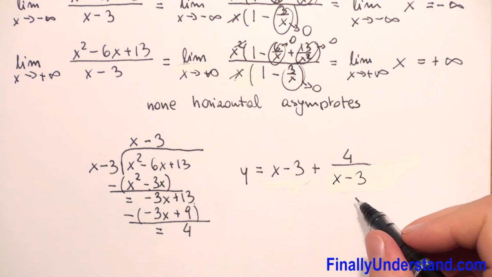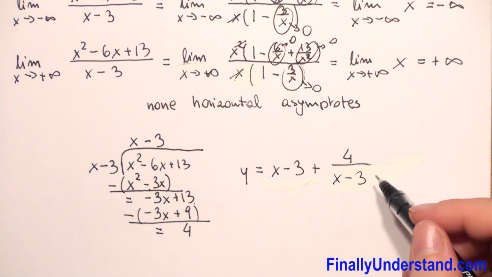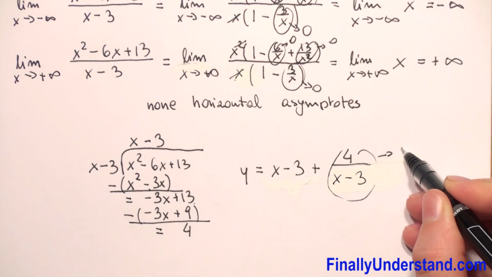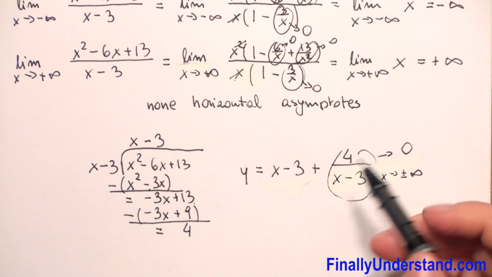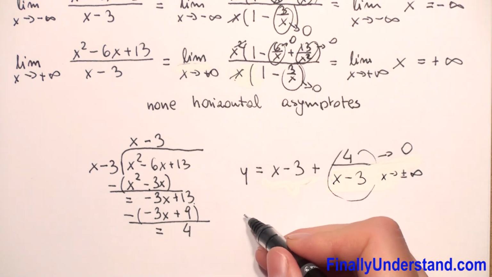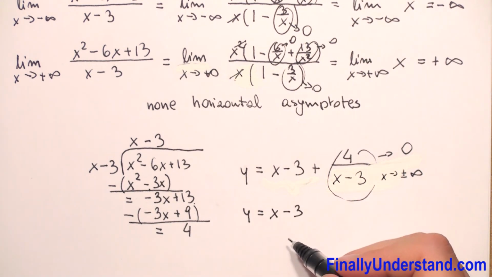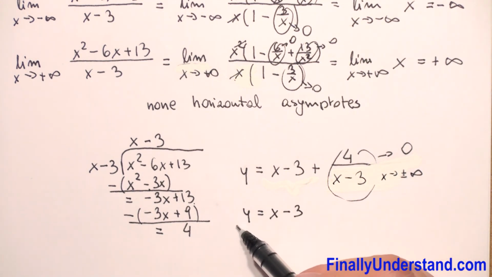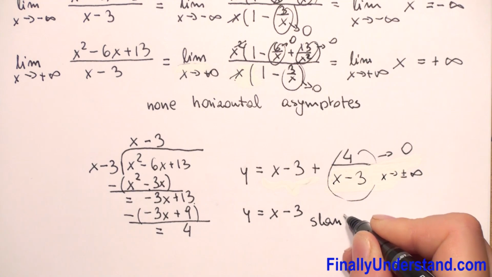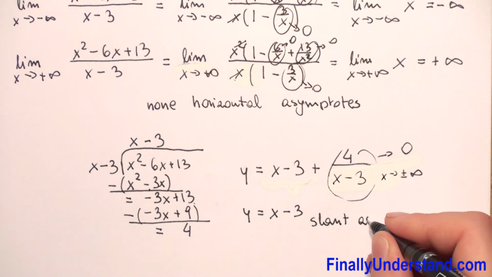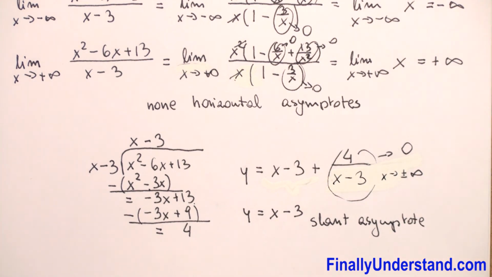As x approaches positive or negative infinity, our remainder goes to 0. So we get function y equals x minus 3. This is linear function, and this is our slant asymptote. This is my solution.